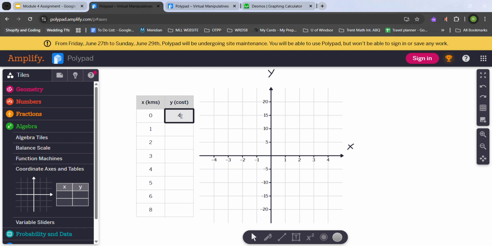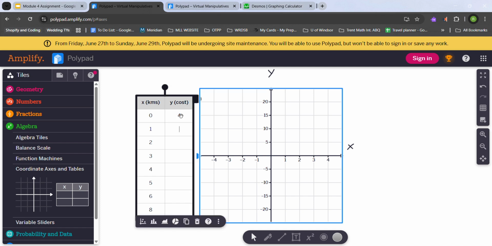Next, we noticed that the odometer, for every kilometer we traveled, it added $2 onto that fee. So what I'm going to do is I'm going to take that 4 and I'm just going to add 2 to it and throw a 6 here. And then we get to 2 kilometers, and guess what? Yeah, we would be at $8. Then the next kilometer, 10, 12, 14, 16, and then finally $18. Okay?